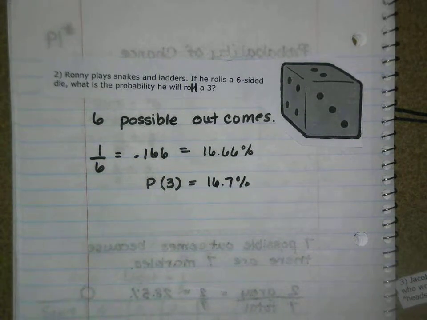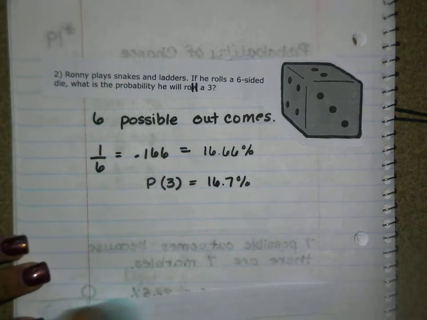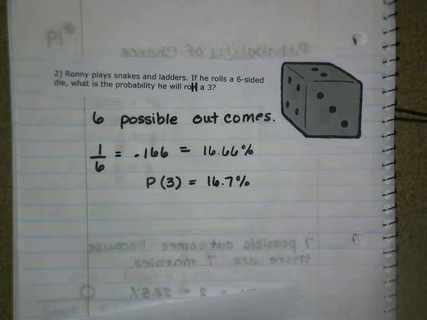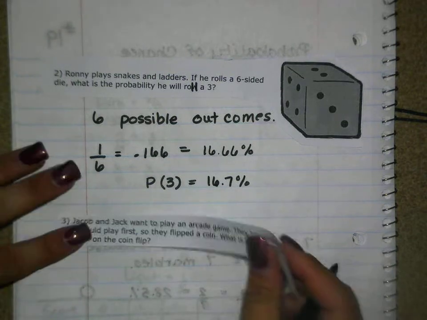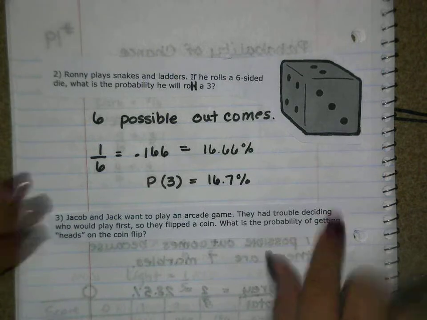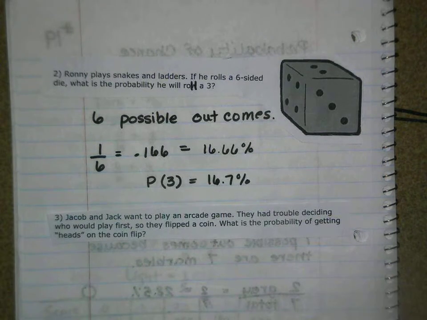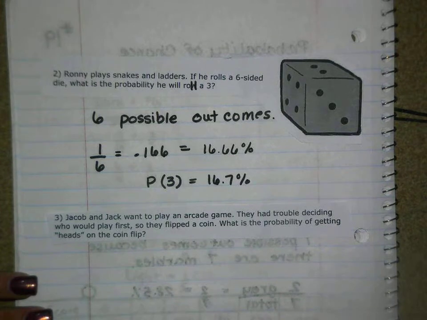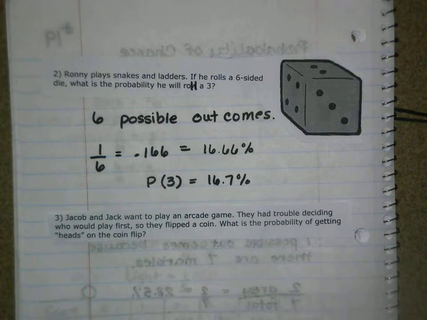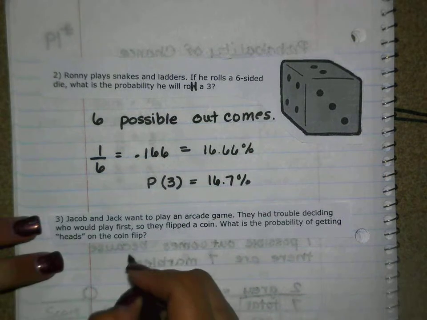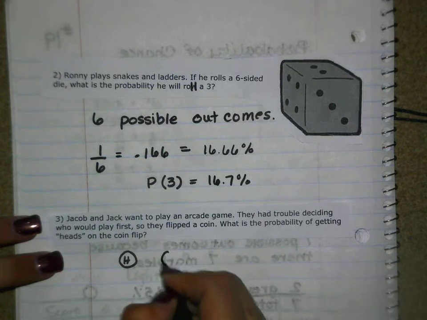And the next one is about flipping a coin, which you guys probably will see sometimes, right? So we're going to go ahead and add this last one in. This is item or number 3, and you can write that down, please. And this one's going to be talking about flipping a coin. So when we're flipping a coin, it's either heads or tails, right? So let's see. It says Jacob and Jack want to play an arcade game. They are having trouble deciding who will play first, and so they flipped a coin. What is the probability of getting heads on the coin flip? So they're only going to toss it once.